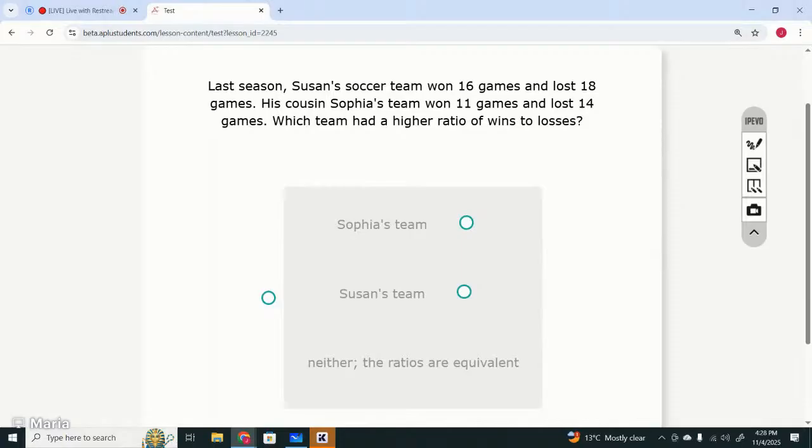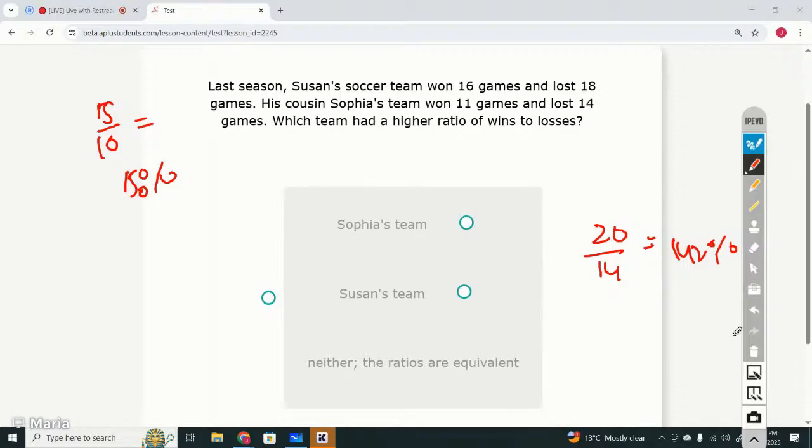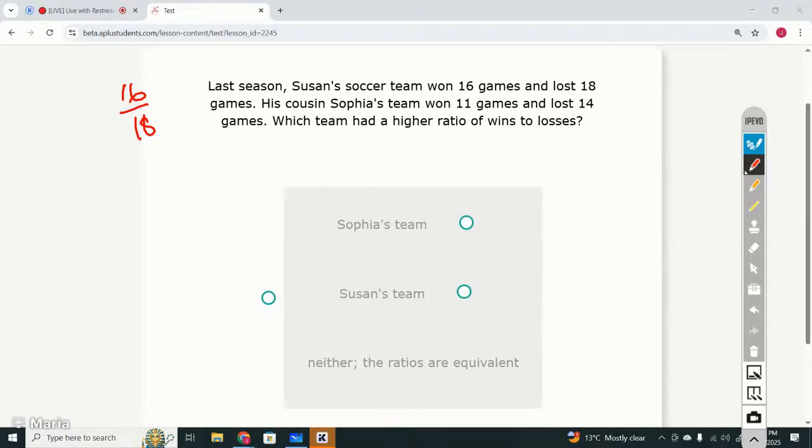Last season, Susan's soccer team won 16 games and lost 18 games. Her cousin Sophia's team won 11 games and lost 14 games. Which team had a higher ratio of wins to losses? So that is 16 by 18.